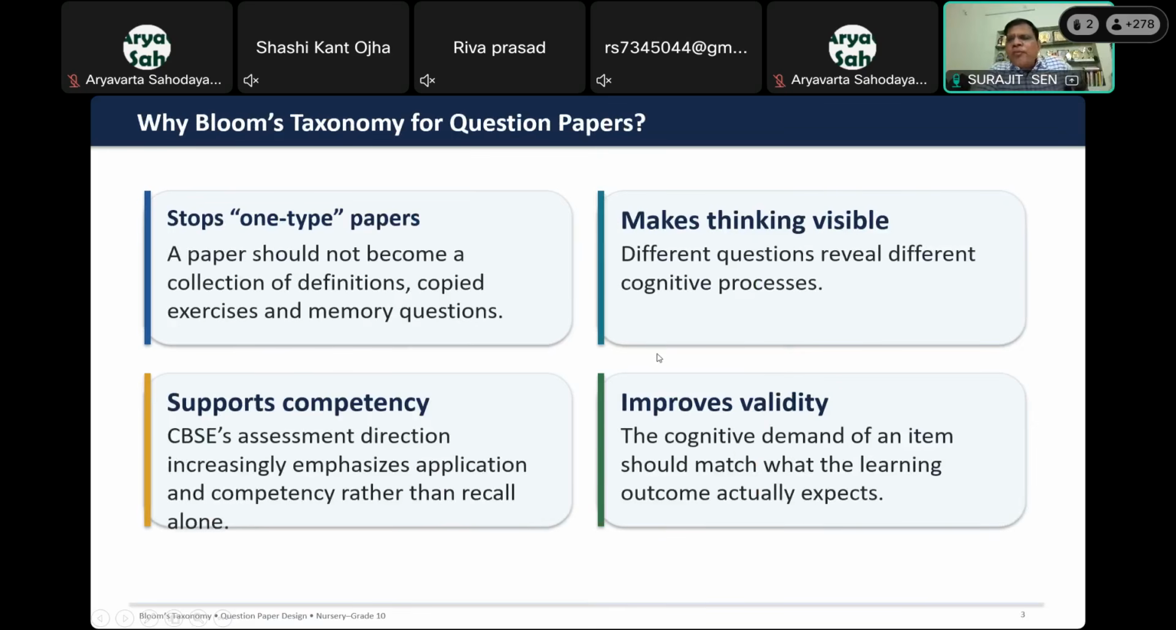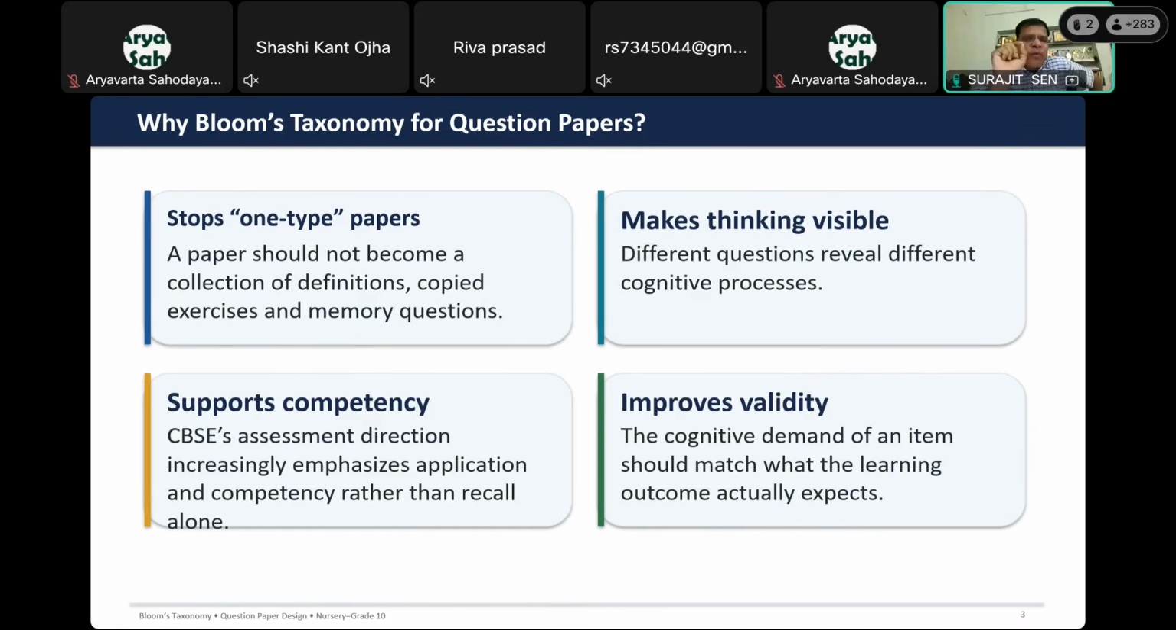Now, why Bloom's taxonomy for a question paper? What's the big deal about it? Just in the beginning, and just now, I said that CBSE is asking us to take this seriously. So why Bloom's taxonomy? Can't we do it in any other way? Yes, we can. But Bloom's taxonomy is something different. It is something unique. It is unparalleled.